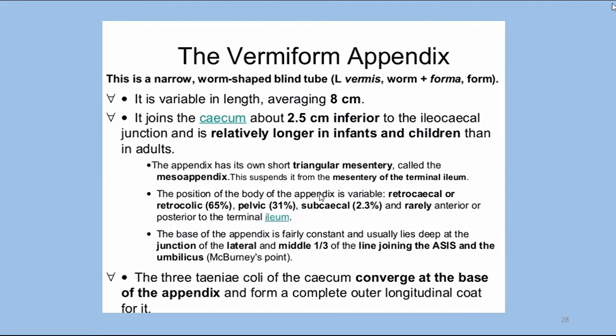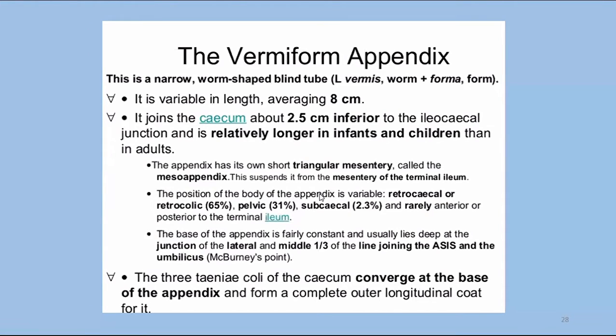It is retrocecal, okay. So it makes it hard for us, especially us radiologists, when we are trying to look for it, if we're trying to rule out appendicitis. When it's behind the cecum, the gaseous part of the cecum obscures the appendix most of the time. It is pelvic in location 31% of the time and subcecal 2.3% of the time.